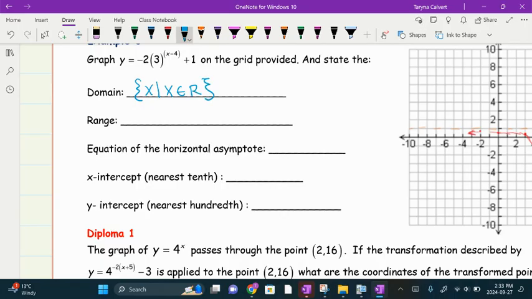Okay. Now the range, where's the asymptote? At 1. Do you agree? So the asymptote is at 1. Is this graph above 1 or below 1? Below 1, right? Because there's a reflection in the x-axis. So that means y has to be everything less than 1.